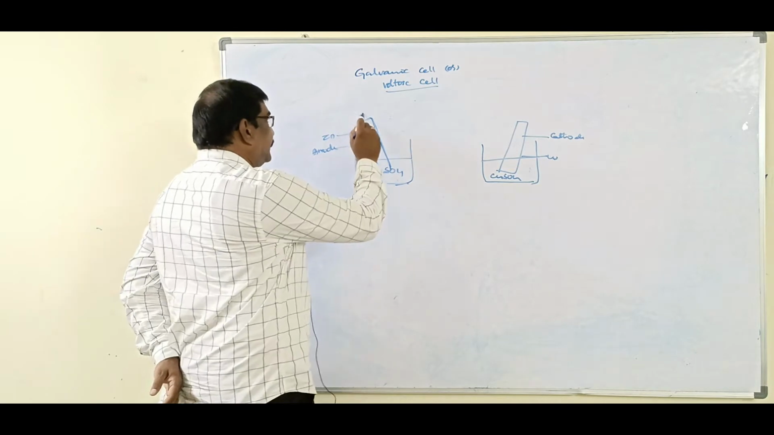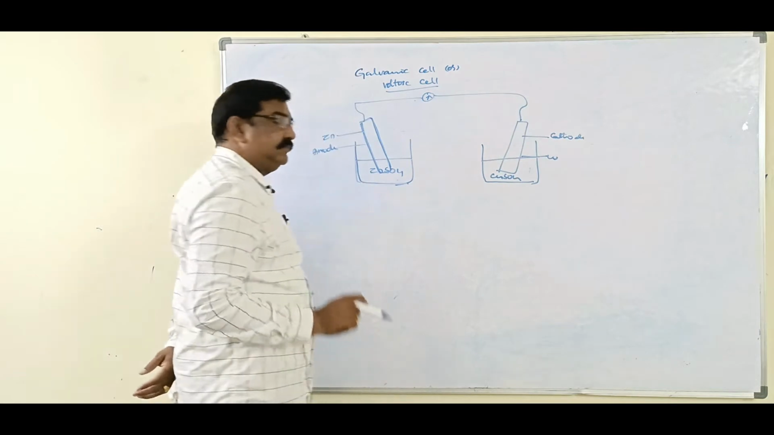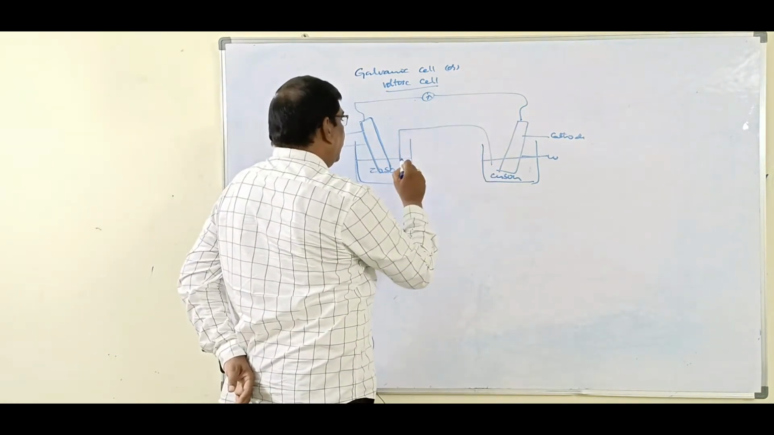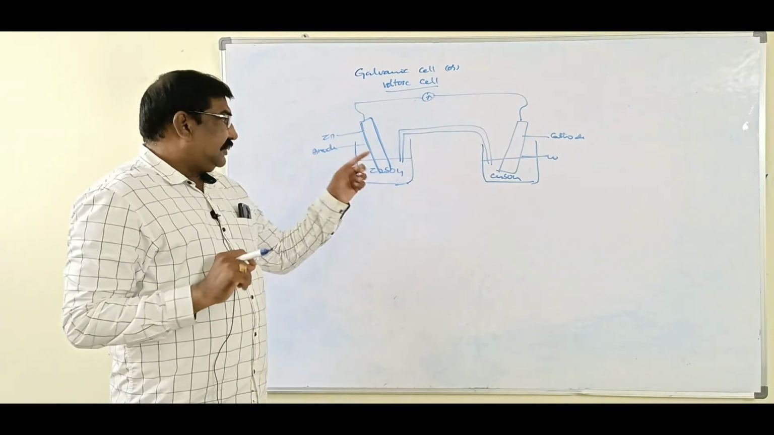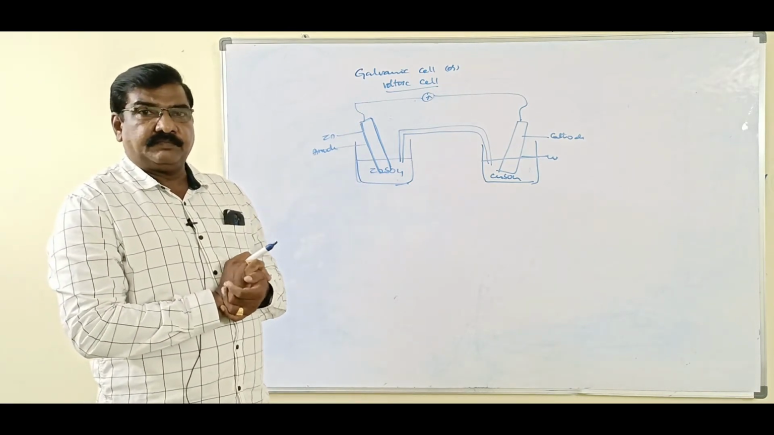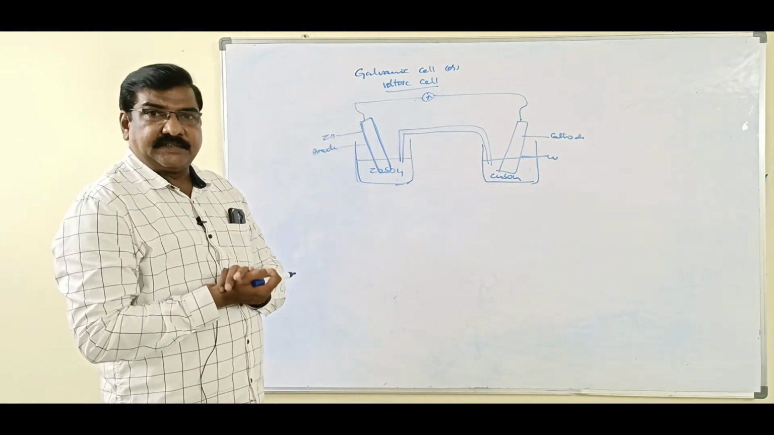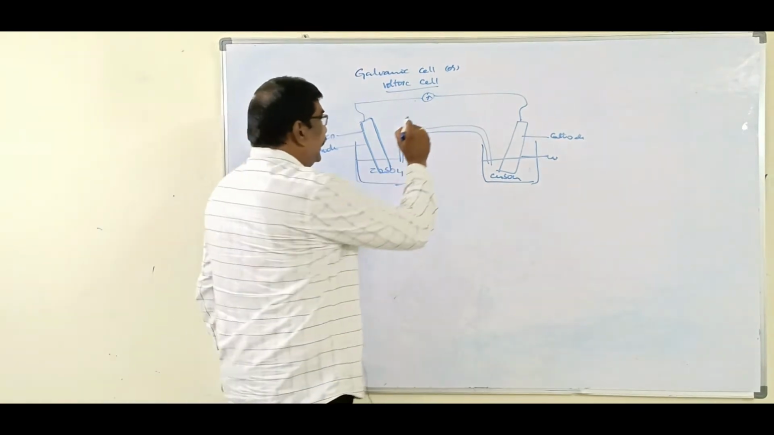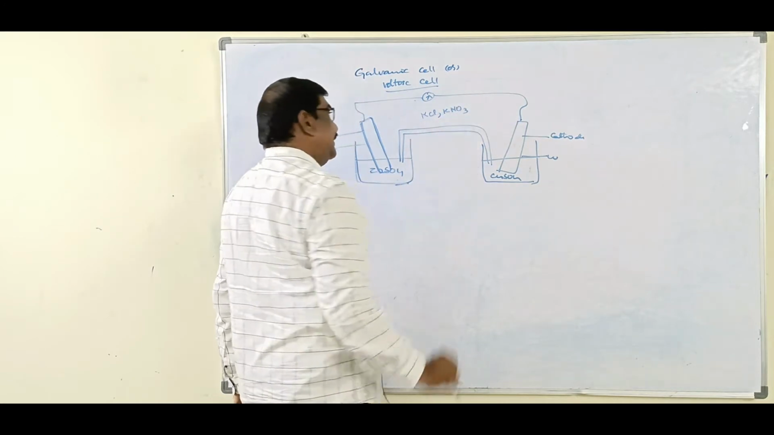And these two plates are connected by copper wire through a voltmeter. And these two beakers are connected by a salt bridge. A salt bridge is an inverted U-shaped glass tube in which a jelly-like substance, agar-agar, is present, and it is saturated with an aqueous solution of saturated KNO3 and KCl solutions.